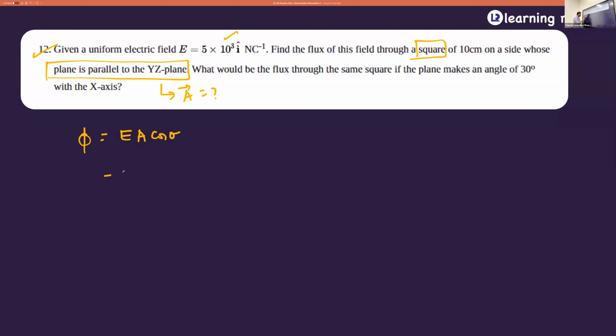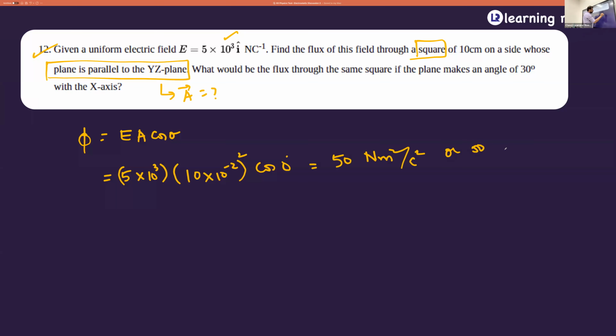E is 5 into 10 power 3. What is A? 10 into 10 power minus 2, the whole square, into cos of how much value? 0. So how much will you get the answer as? When you solve this, you will get the answer as 50 Newton meter square per Coulomb square. Okay, or you will get the answer as 50 volt meter. Both are right. Sorry, not Coulomb square, Newton meter square per Coulomb. You will get 50 Newton meter square per Coulomb or 50 volt meter. So this is the flux in the first case.